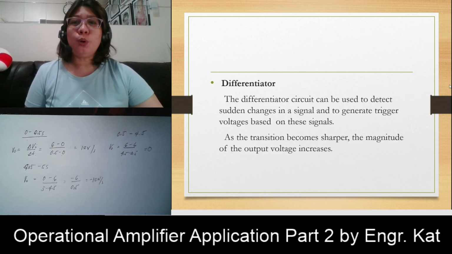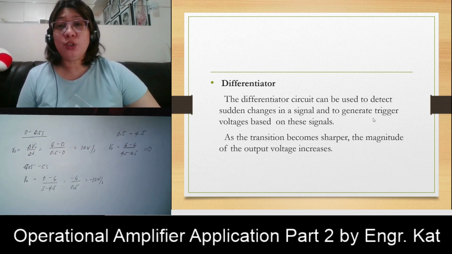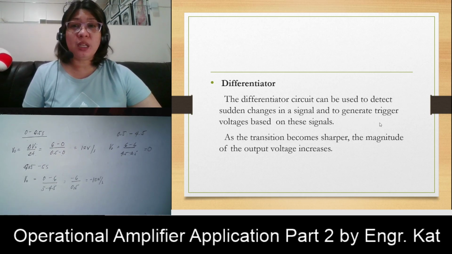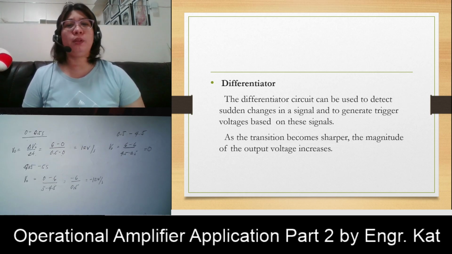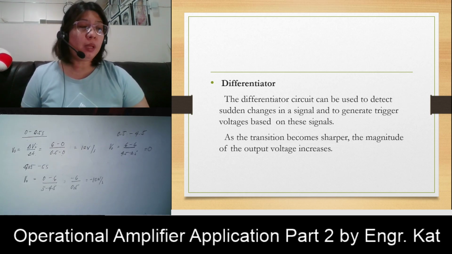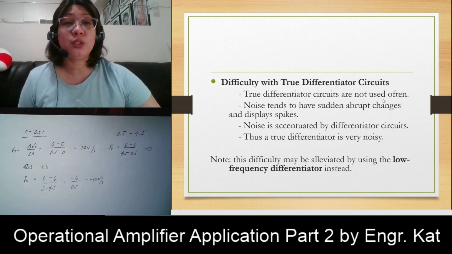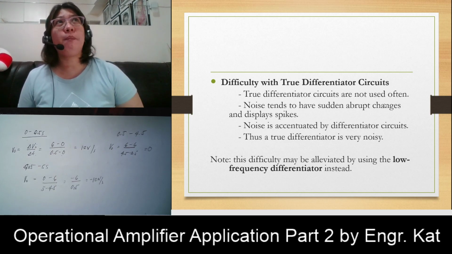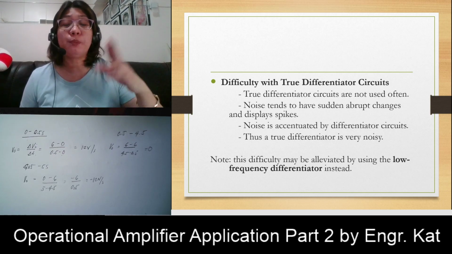So the differentiator circuit can be used to detect sudden changes in a signal and to generate trigger voltage based on these signals. As the transition becomes sharper, the magnitude of the output voltage also increases. However, class, the problem with a differentiator circuit is that true differentiator circuits are not used often. Why? Because noise tends to have sudden abrupt changes.